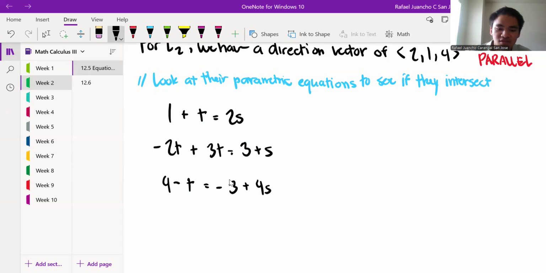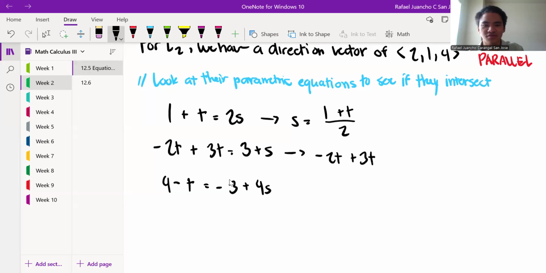And the way we can check, well, we can actually solve for two of them. We get some t and we get some s here. So let's try to do that. So I guess s is just 1 plus t over 2. I just divide by 2.